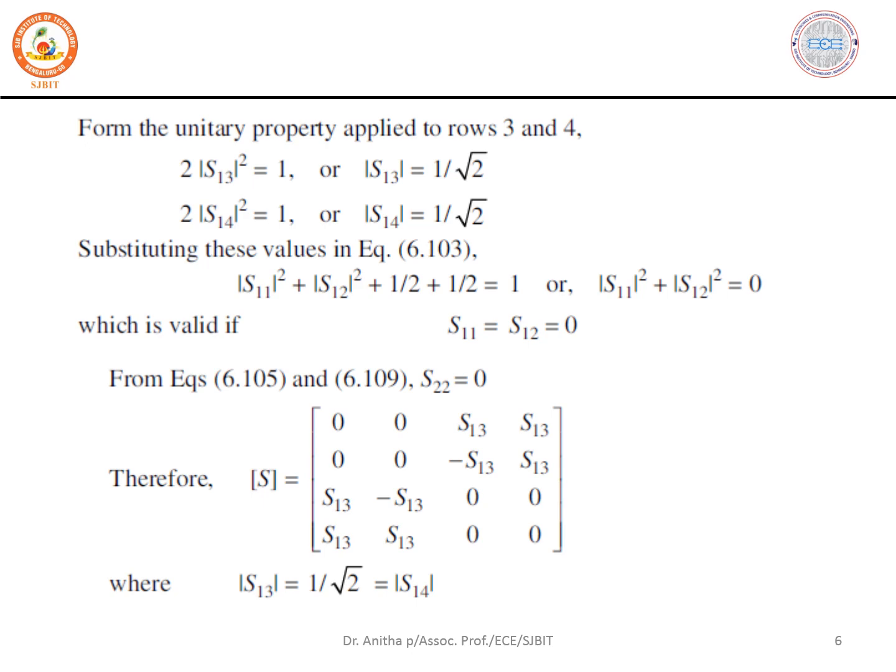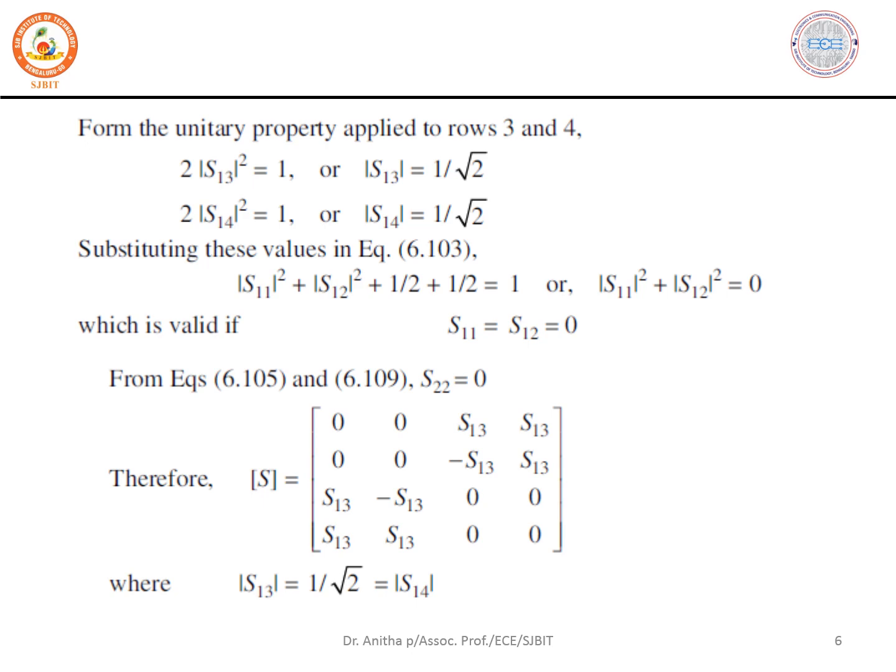Substitute these values into any one of the equations. In the previous equation, if I substitute, S11 square plus S12 square plus half S13 square plus S14 square gives you equal to 1. From this, S11 square, half plus half is 1, the other side also you have 1, so by subtracting those two it will become 0. We are left with S11 square plus S12 square equals 0. And this is valid if S11 equals S12.